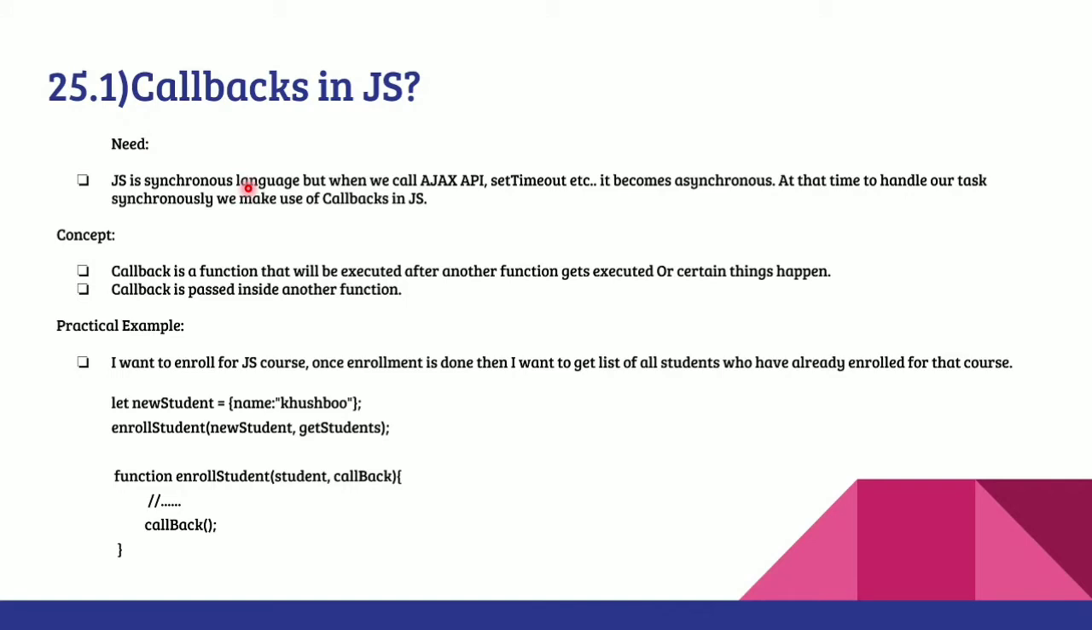JavaScript is a synchronous language. But when we call an Ajax API, setTimeout, etc., then it becomes asynchronous in nature. At that time, to handle our tasks synchronously, we make use of callbacks in JavaScript.